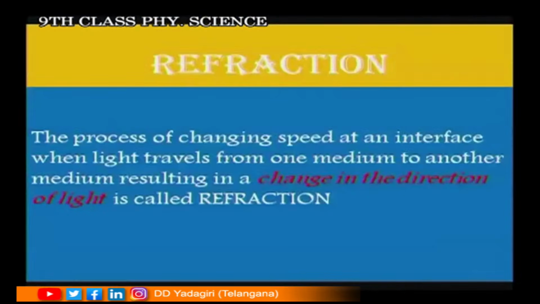So, children, with these concepts in mind, Fermat's principle of least time and optically denser medium and optically rarer medium, we define what is called the phenomenon of refraction. Refraction, the process of changing speed at an interface when light travels from one medium to another medium, resulting in a change in the direction of light, is called refraction. So, when light travels from one medium to another medium, what is the important thing that is happening? There is a change in the direction of light. So, this is called refraction.